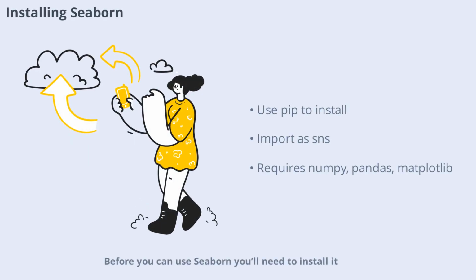Before you can use Seaborn, you'll need to install it. The process is straightforward. Simply use pip, Python's package manager. Open your terminal or command prompt and type pip install seaborn. Once installed, you can import it in your Python scripts with import seaborn as sns. Seaborn also requires NumPy, Pandas, and Matplotlib, but these are usually installed automatically. Now that you have Seaborn ready, let's look at how to load your data and start plotting.